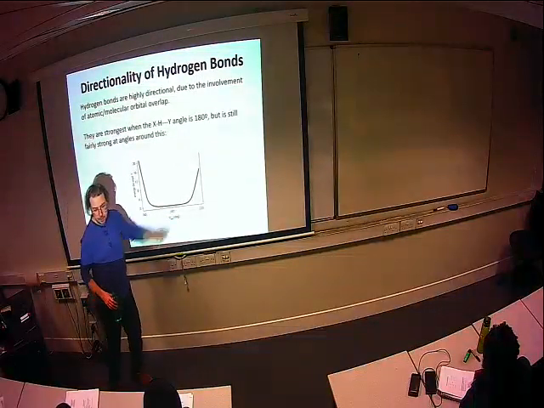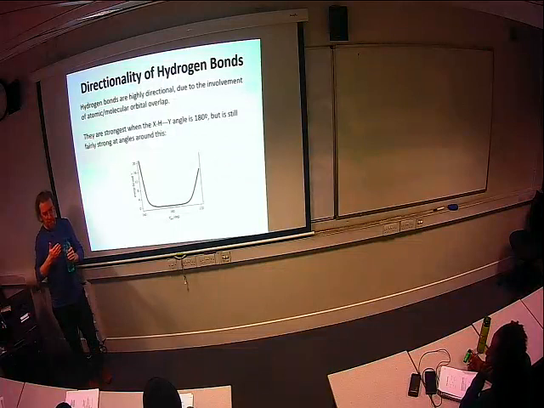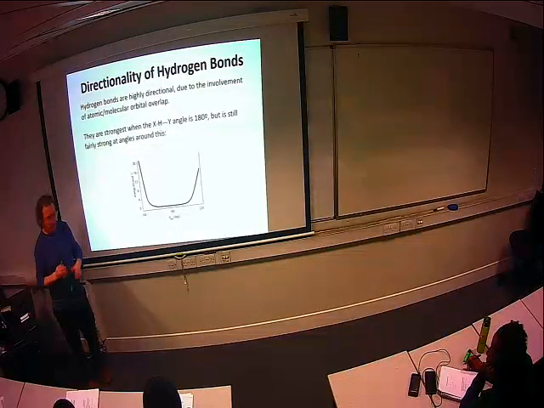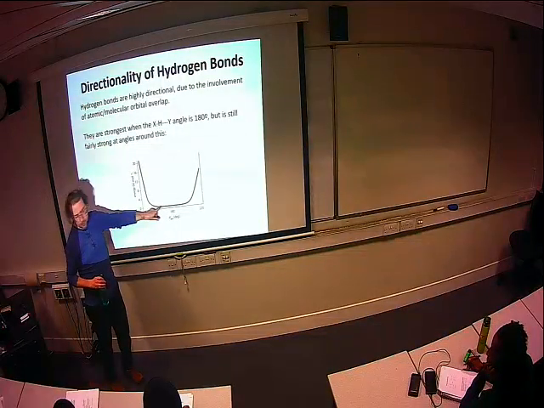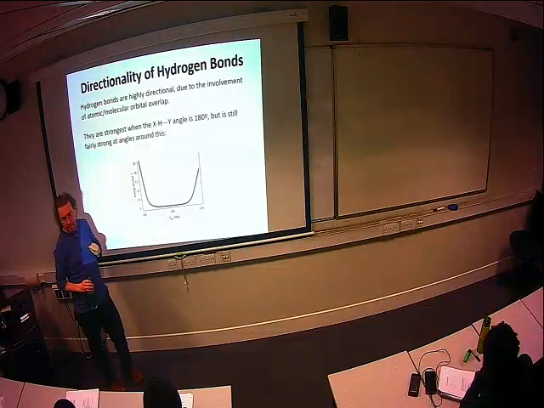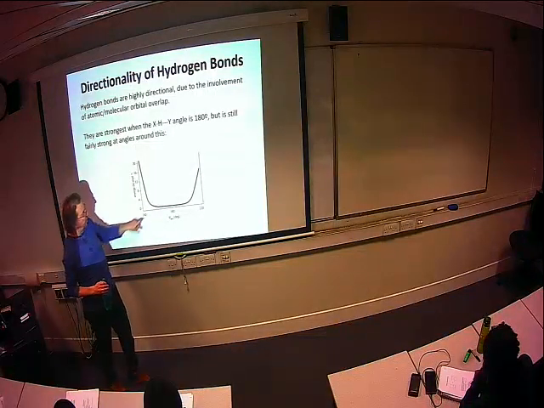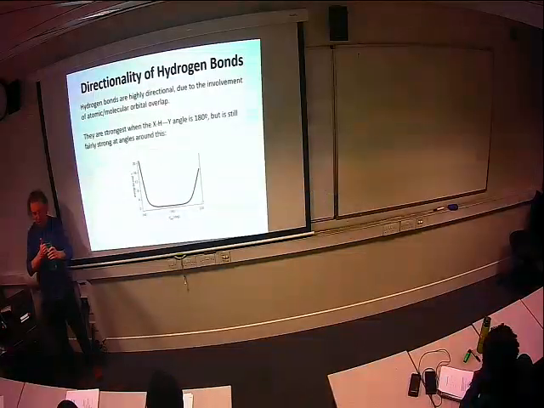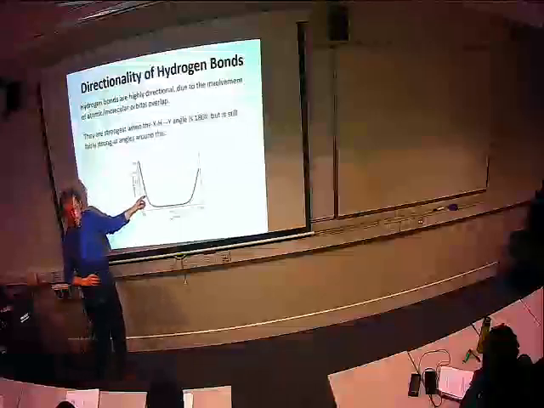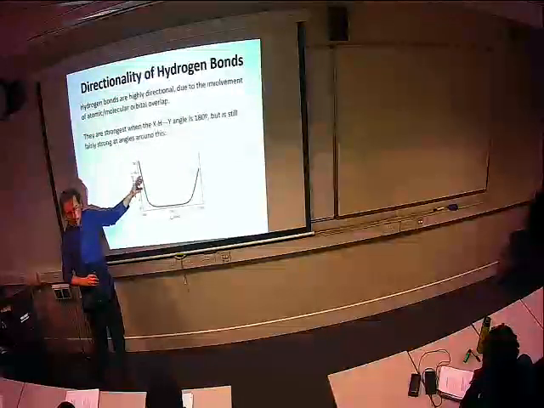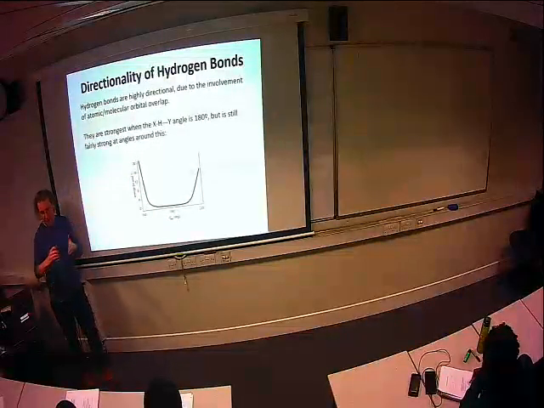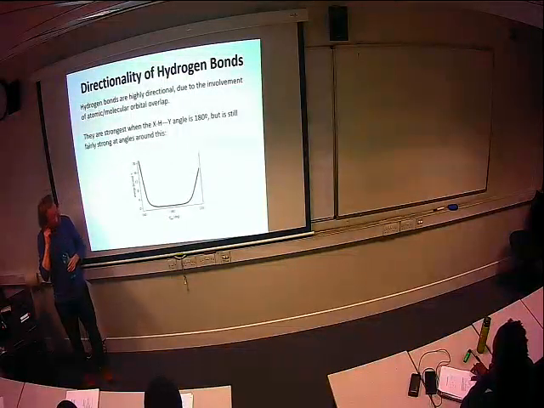There's a little bit of flexibility though, so it can twist around a little bit either side, but not all the way round. So once you twist it round to a certain point, then the strength of the bond decreases, and you get a much lower decrease in energy as the molecules come together.